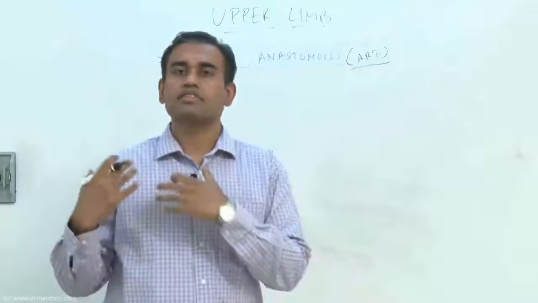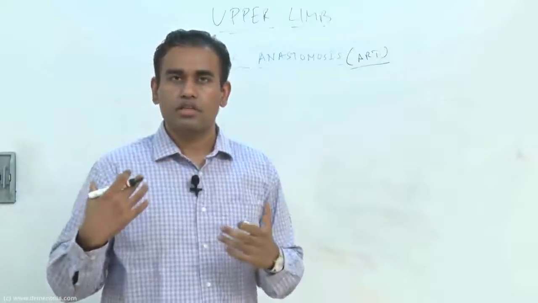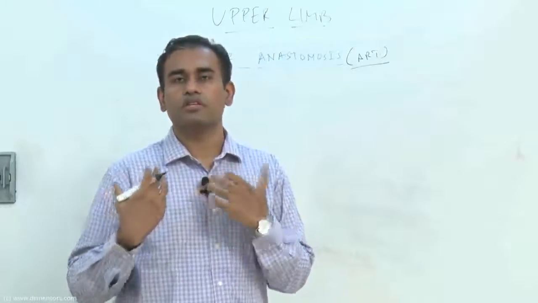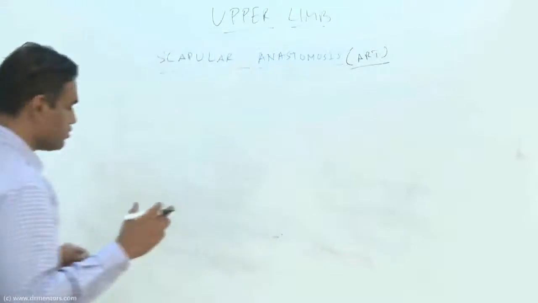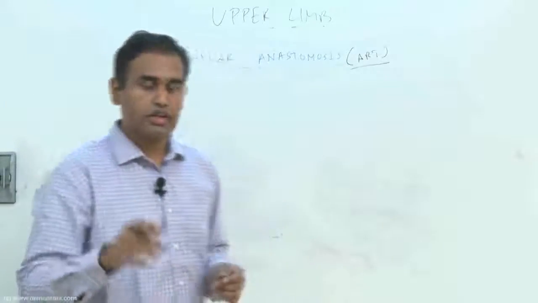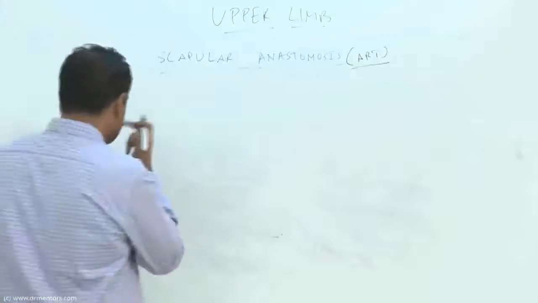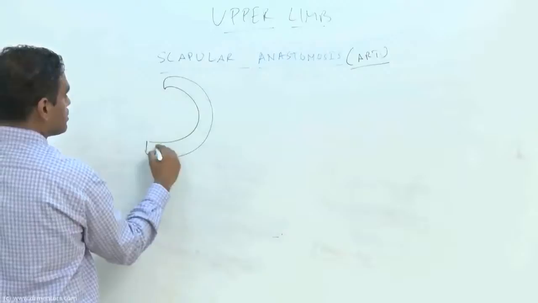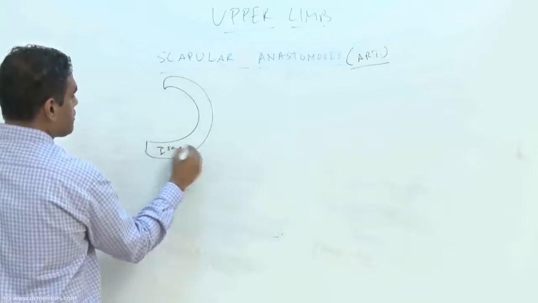But from where does the axillary artery actually start? The axillary artery is a continuation of the subclavian artery. So to understand the scapular anastomosis, we have to understand the subclavian artery also a little bit. Supposedly this is our first rib.